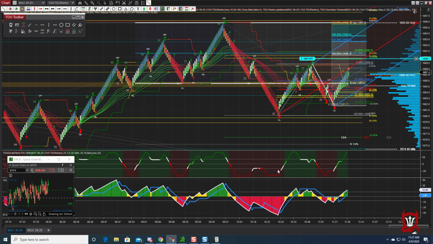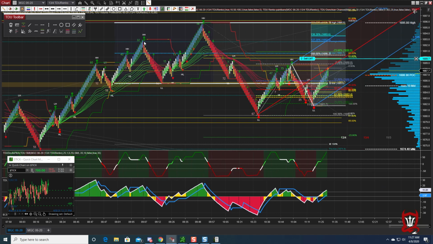What else is there? I don't have anything else. So this potentially now, having hit the median line, if we're going to retrace, that is a trade I would look at on the long side.